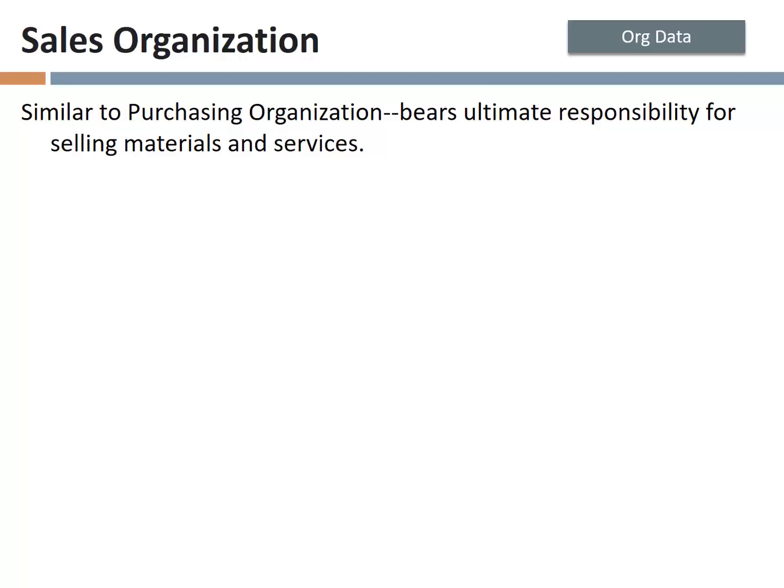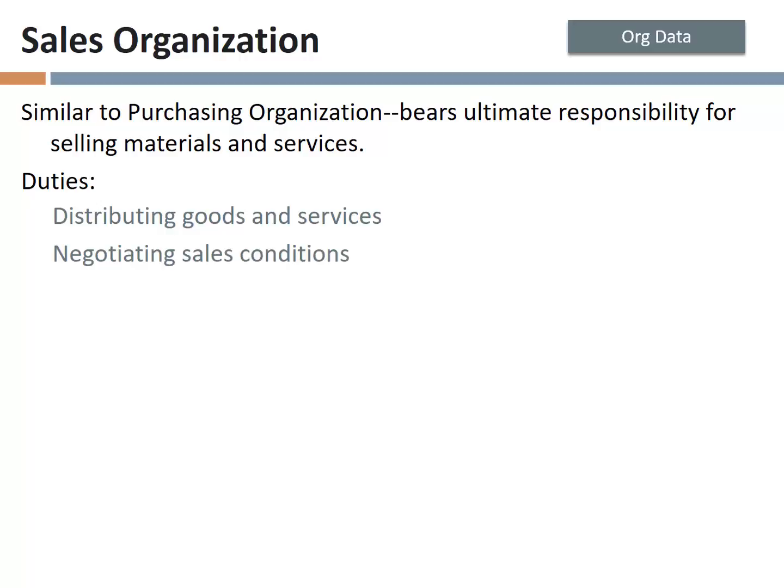So some of the big things that fall to the sales organization is, you know, they're going to be ultimately responsible for distributing our goods and services. And for most organizations, it would be pretty hard for you to come up with a more critical process for us. We live or die based on our ability to effectively sell our products and then get them in the hands of our customers. So this is a very critical role that a sales organization plays.